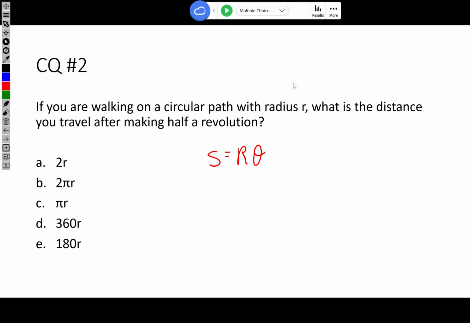And ta-da! All right. So S is the symbol for arc length. I have no idea why S is the symbol for arc length. If anyone knows, feel free to let me know because I have no idea.